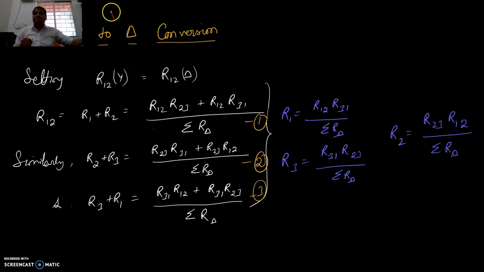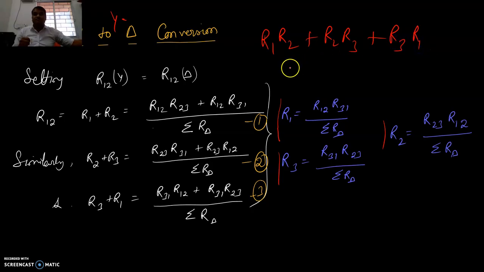Similarly, we can have a star to delta conversion. We already have the values of R1, R2 and R3. What we do is multiply R1 R2 plus R2 R3 plus R3 R1. Just multiply these terms, write them in this sequence and find out what values you get.